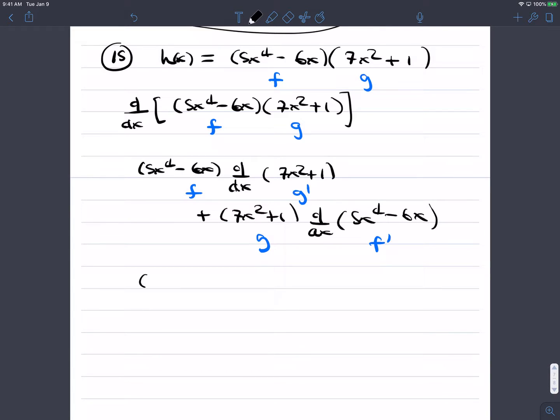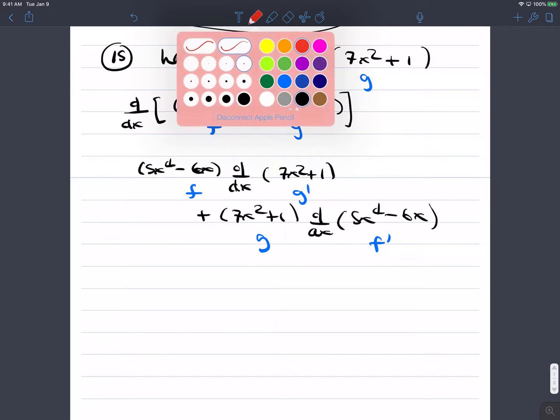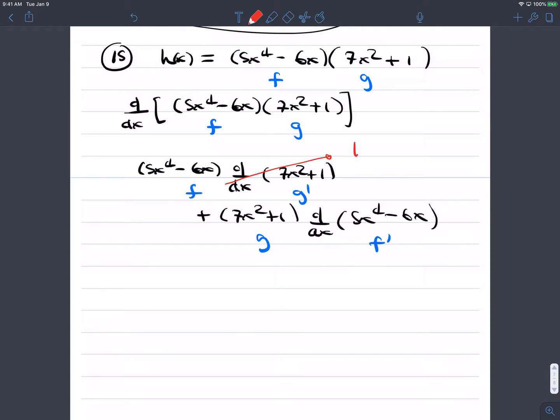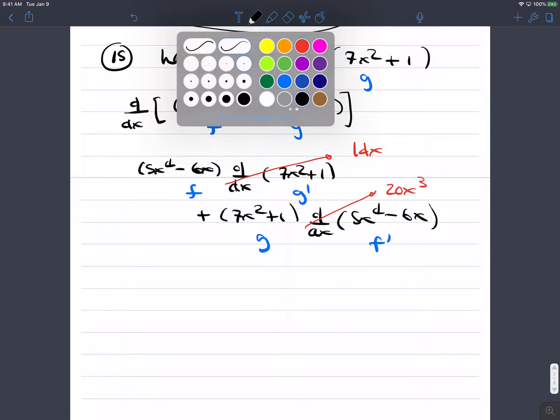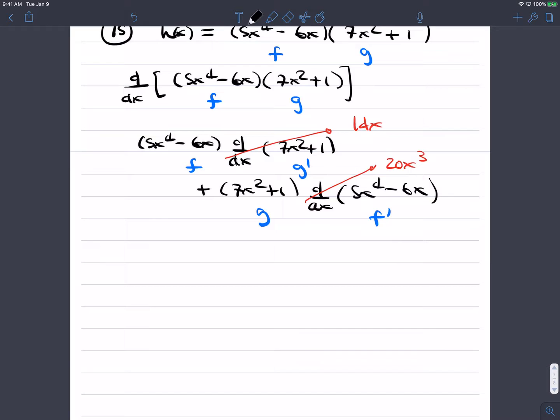So altogether, 5x to the fourth minus 6x. Well, we've got to differentiate first, so let's go do that. 14x, 20x cubed. Here we go. 5x to the fourth minus 6x times 14x plus 7x squared plus 1 times 20x cubed.